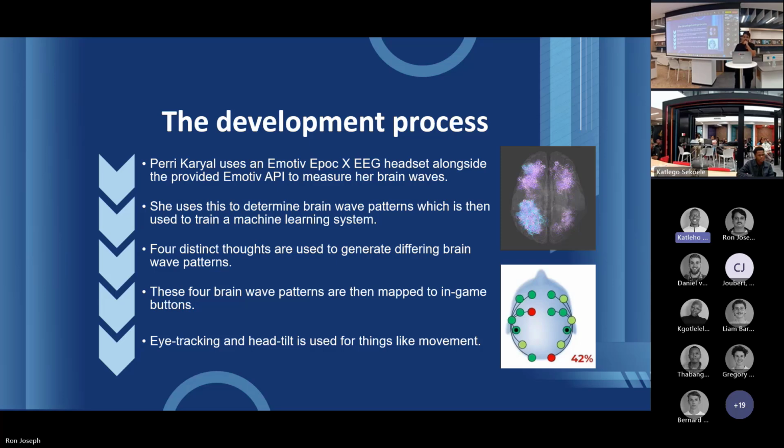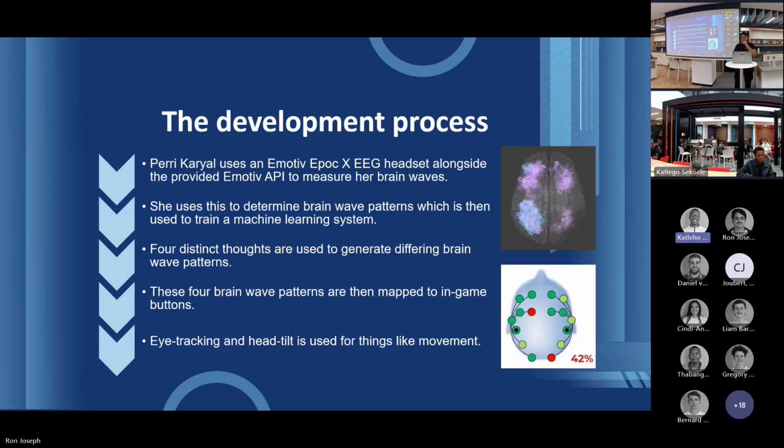Four distinct thoughts were chosen based on the brainwave patterns they then produced. Using a machine learning algorithm, she trained her system to determine when those four distinct brainwaves were detected. By mapping the brainwave patterns to different keys, she was able to perform different actions in the game.